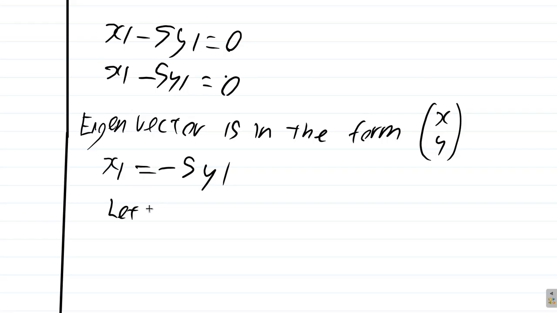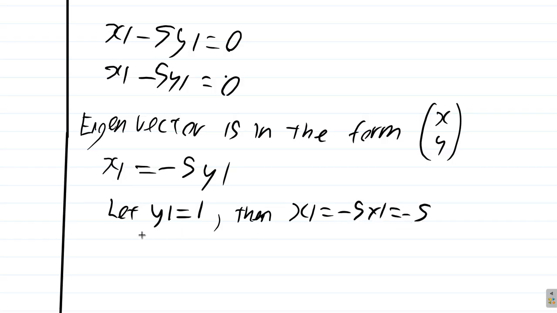So let y1 equal 1. Then what happens? x1 is equal to negative 5 times 1, equal to negative 5. So what you have now for your eigenvector is x1, the horizontal component, is negative 5, and the vertical component is 1. You see that?